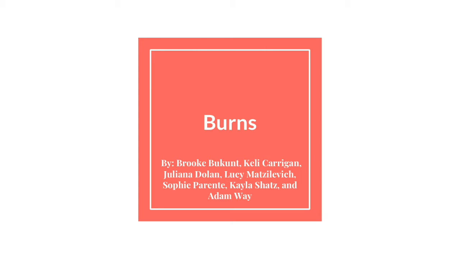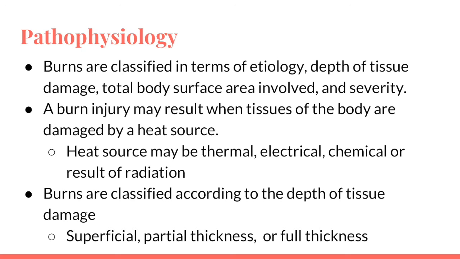Whoa. Burns are classified in terms of etiology, depth of tissue damage, total body surface area involved, and severity. A burn injury can result when tissues of the body are damaged by a heat source. These sources may be thermal, electrical, chemical, or result of radiation. The first type of classification we're going to talk about is according to the depth of tissue damage. This is superficial, partial thickness, or full thickness.